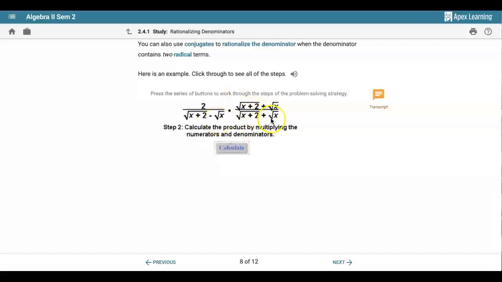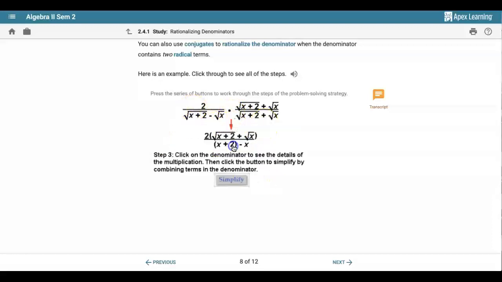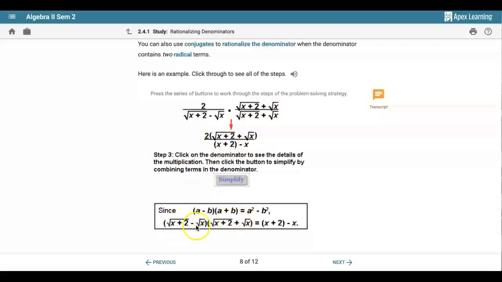So I multiply. I know it's not looking as nice here, but it will, I promise. When we calculate the product, we do our FOIL process here. We are left with x plus 2 times x plus 2, which gives me just x plus 2, and then x and x gives me a minus x here. And if we click on the denominator here, we can see that if we FOILed it out, that's what we would be left with.